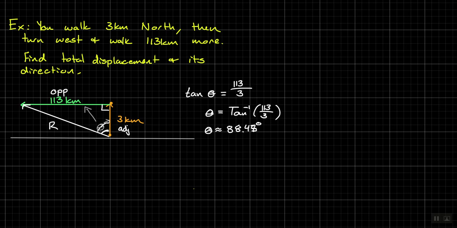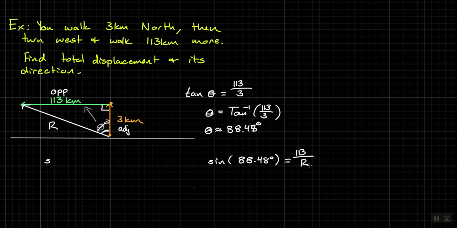We're going to do the sine of this angle, which we just found, and I'm going to continue over here. The sine of, what was that angle? 88.48 degrees equals, what's the opposite side length from this angle of 88 degrees? 113 over, what's the hypotenuse's side length? R. Cool. We don't know it yet.